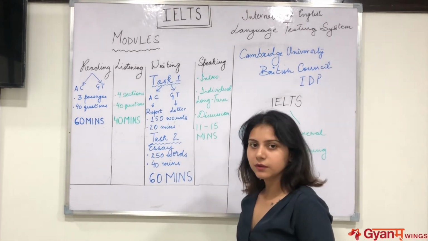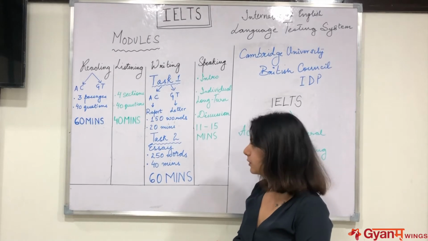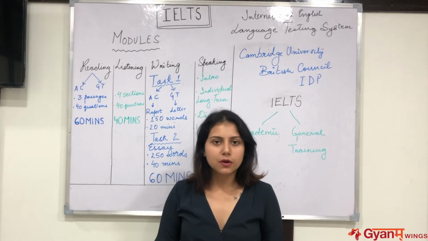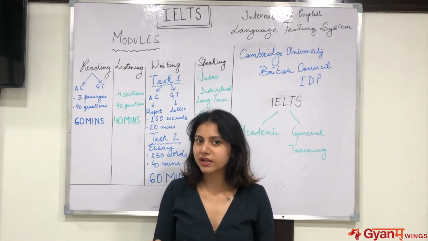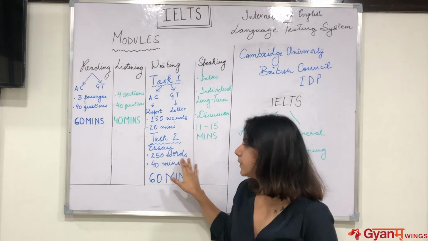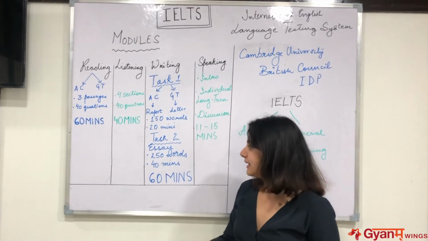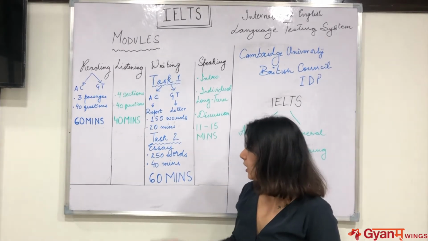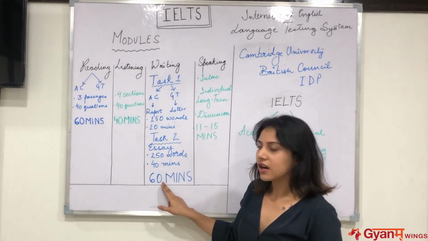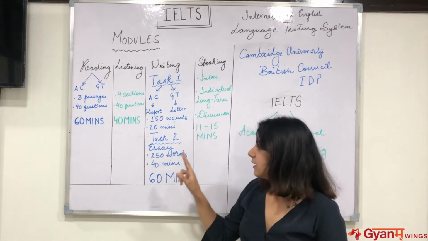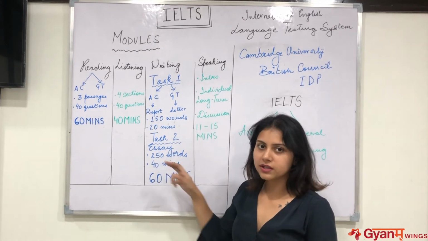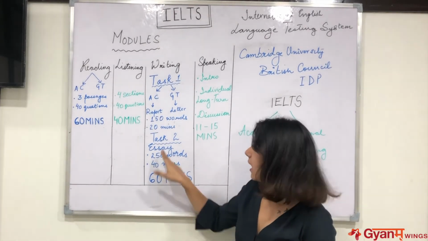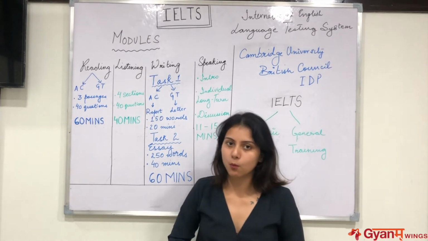Moving towards task 2, this is the same for both academic and general training. This is basically essay writing. A general social topic would be given to you and you would be expected to write a minimum of 250 words on the topic. Again, this is the lower limit, so writing less than 250 would mean a penalty. A total of 60 minutes are given to finish both the tasks. Since task 2 has more words and more weightage than task 1, we allocate 40 minutes to this task and only 20 minutes to task 1.